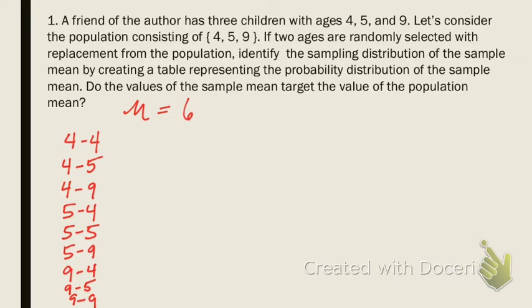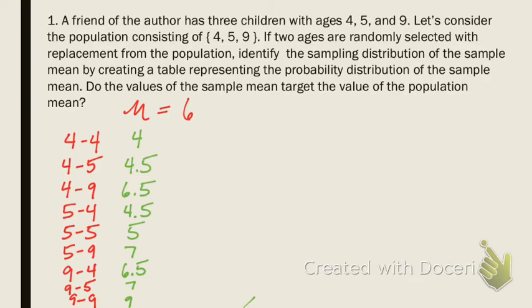Now, I want to calculate the average age between those numbers. So the average age of 4 and 4 is 4. The average of 4 and 5 is 4.5. The average of 4 and 9 is 6.5. And 5 and 9 is 7. So here's all the possible combinations and their averages.